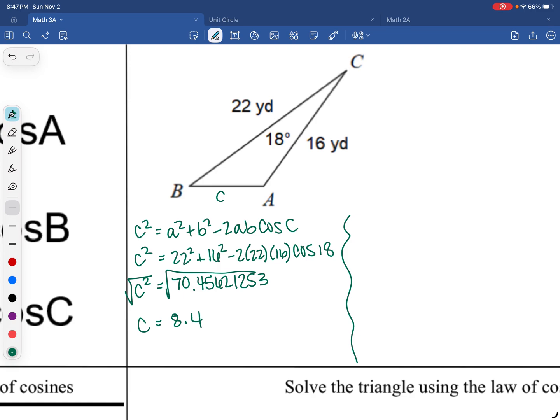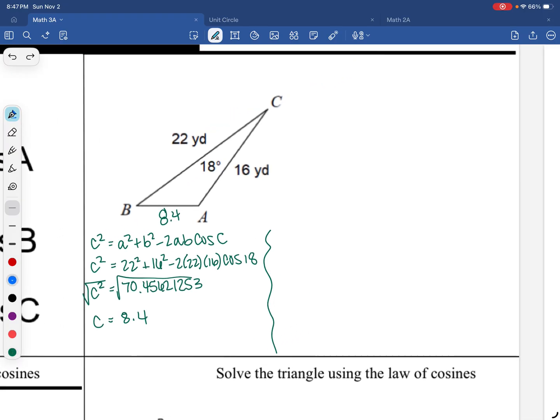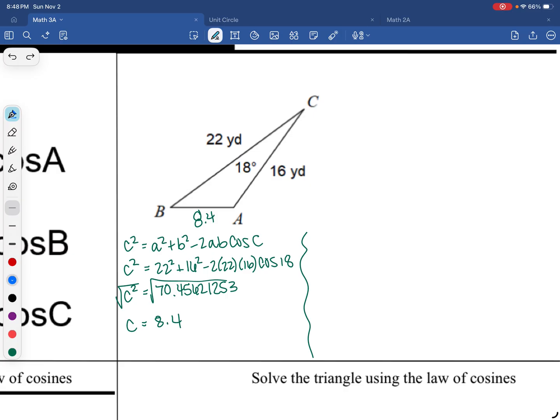All right, so our little side there is 8.4. Here I'm going to just make this an 8.4. All right, now we can use these two sides to find angle A. Okay, it got messy. Let's clean that up. So now, since we're trying to find angle A, we're going to use A squared equals B squared plus C squared minus 2BC cosine A.